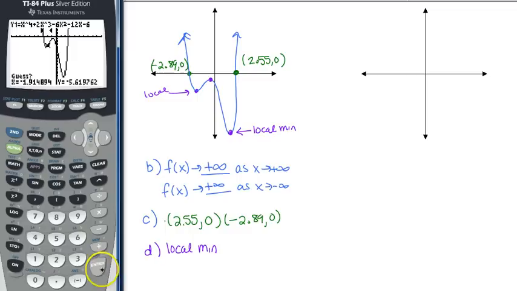Go back. And we find that our first local min is at negative 2.24, comma negative 6.53.